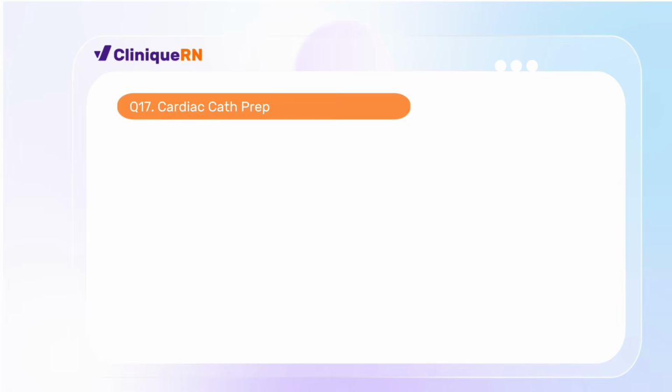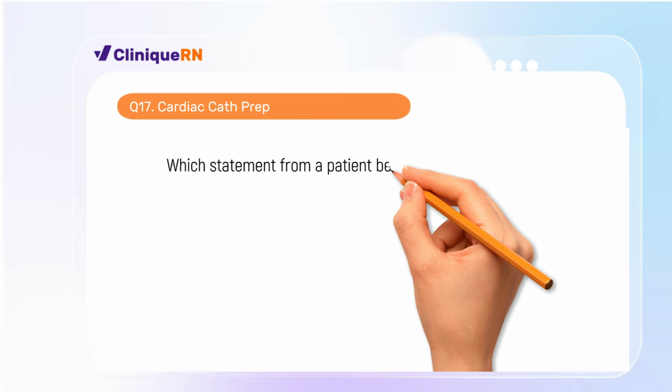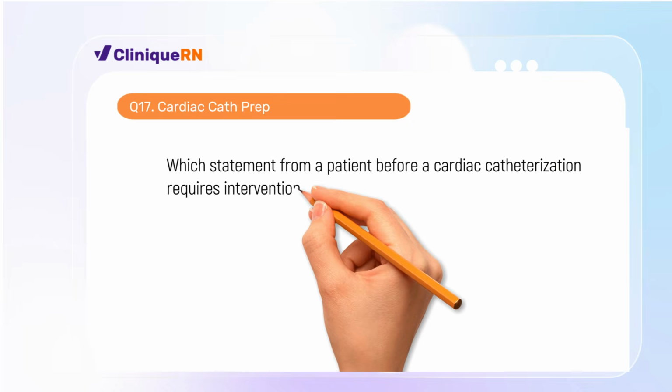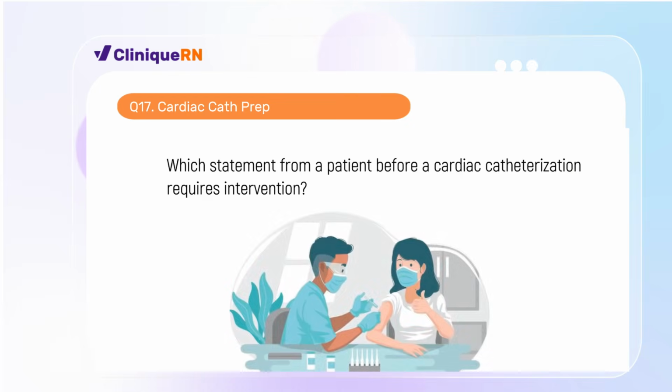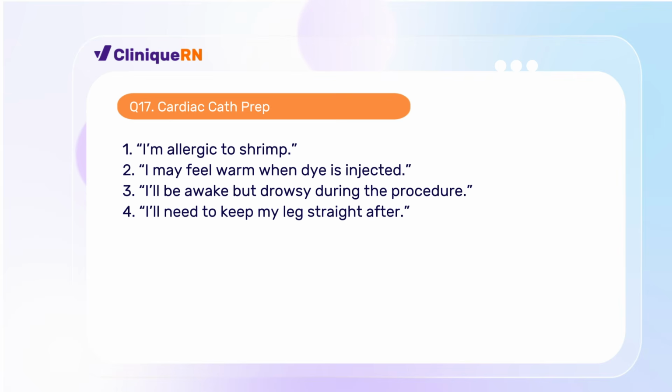Question 17. Cardiac cath prep. Which statement from a patient before a cardiac catheterization requires intervention? 1. I'm allergic to shrimp. 2. I may feel warm when dye is injected. 3. I'll be awake but drowsy during the procedure. 4. I'll need to keep my legs straight after.